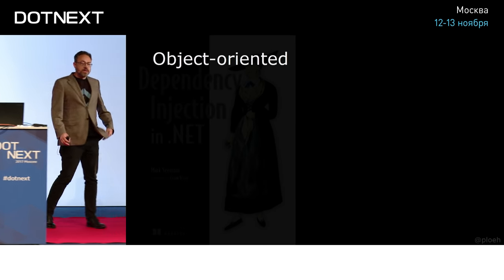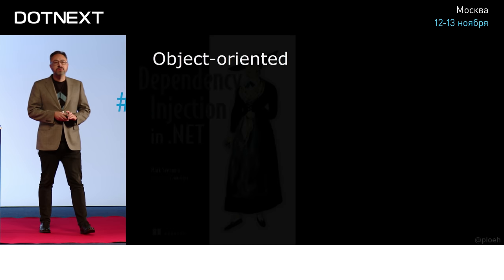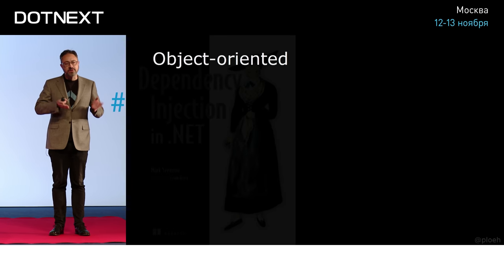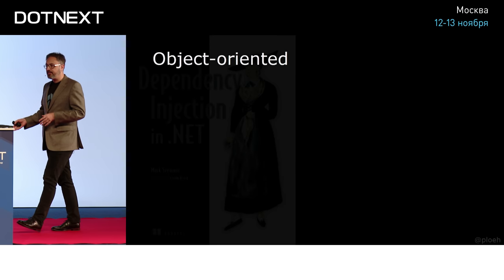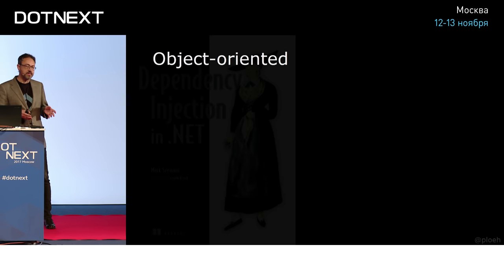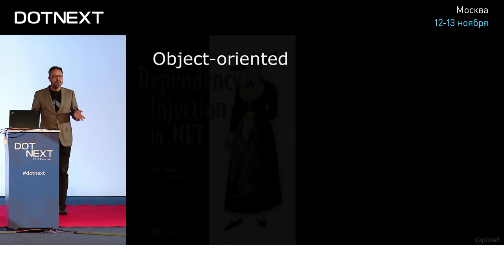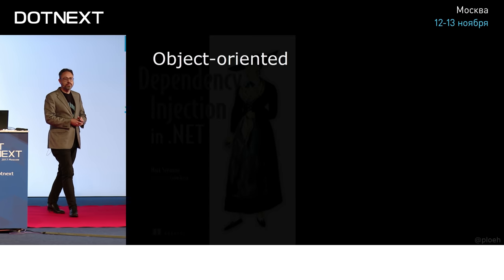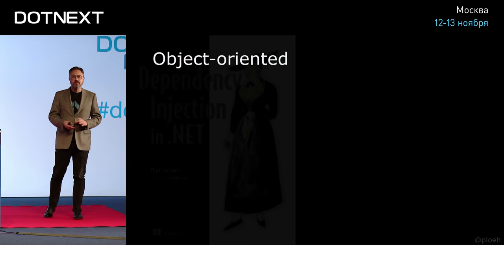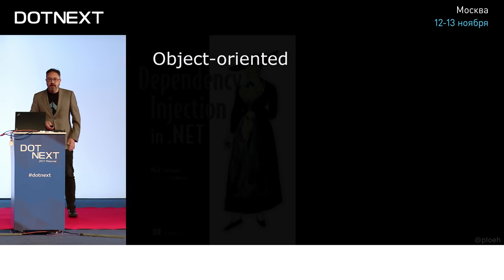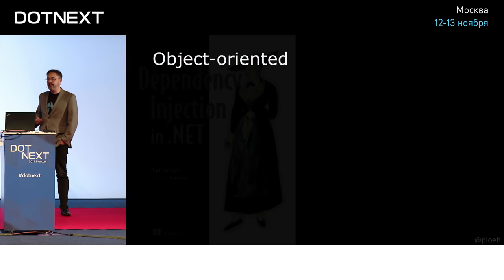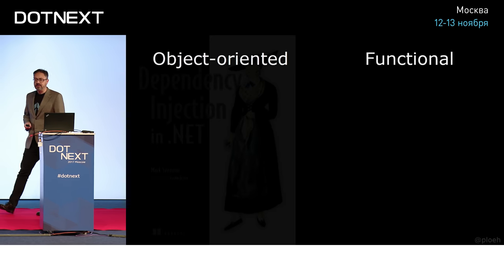Dependency injection is a way to address various concerns about your software or your code base, particularly decoupling, separation of concerns, testability, stuff like that. And if you're doing object-oriented programming, dependency injection is a well-understood and battle-tested way to achieve those goals. So that's fine.